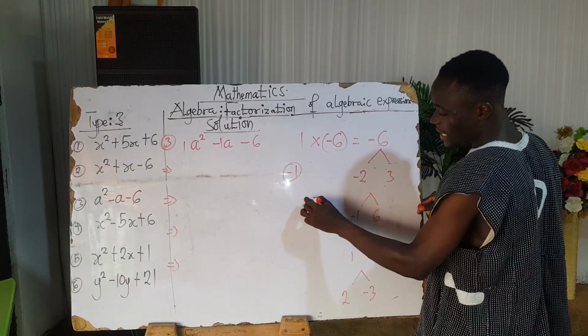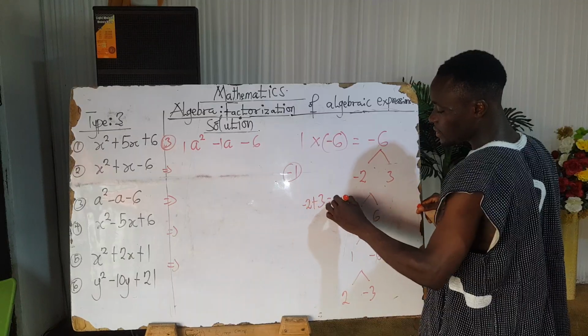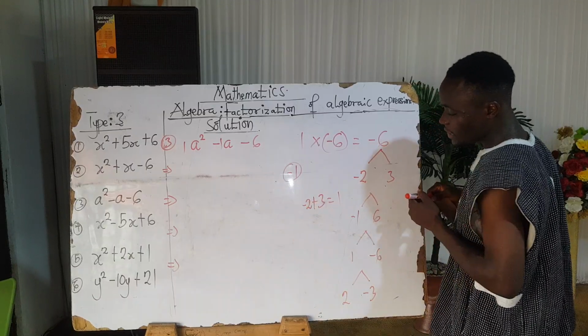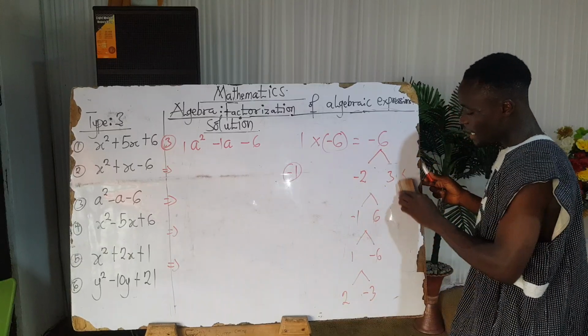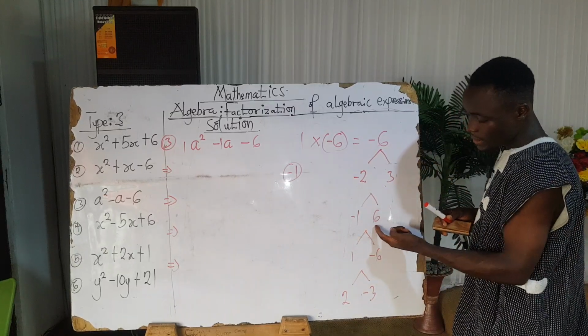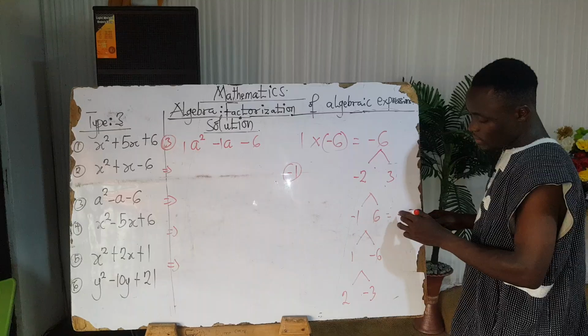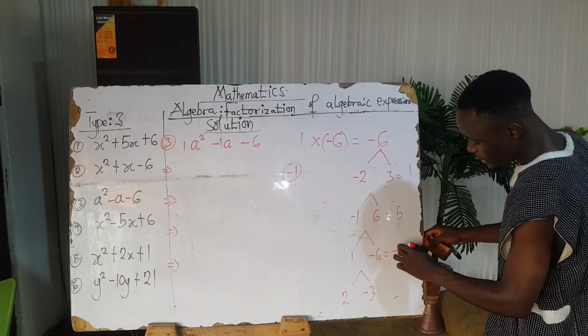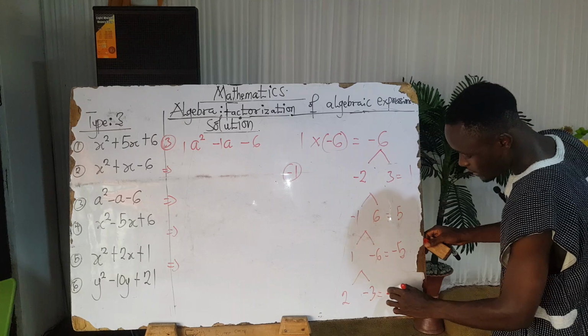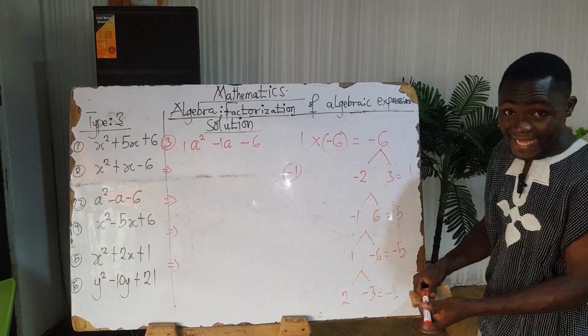When we add negative 2 plus 3, it gives us positive 1. So it means that this one will not work for us, so we cannot pick this. What about this? This one gives us positive 5. This was positive 1. What about this? This one is negative 5. This one gives us negative 1. That is when we add it.